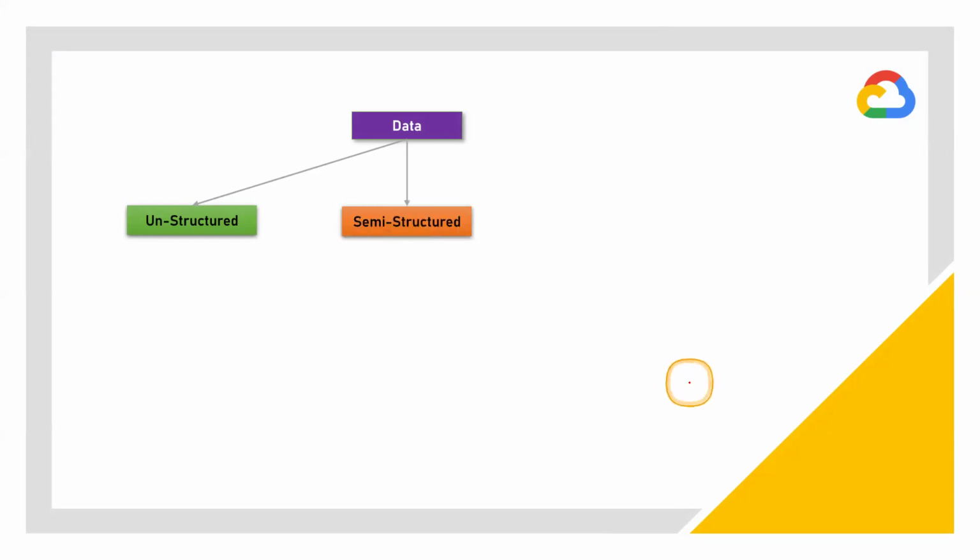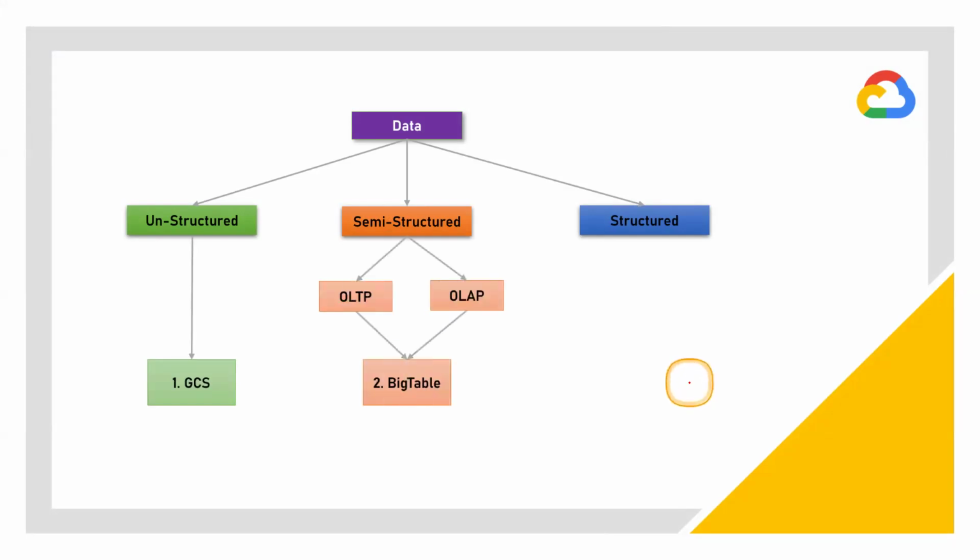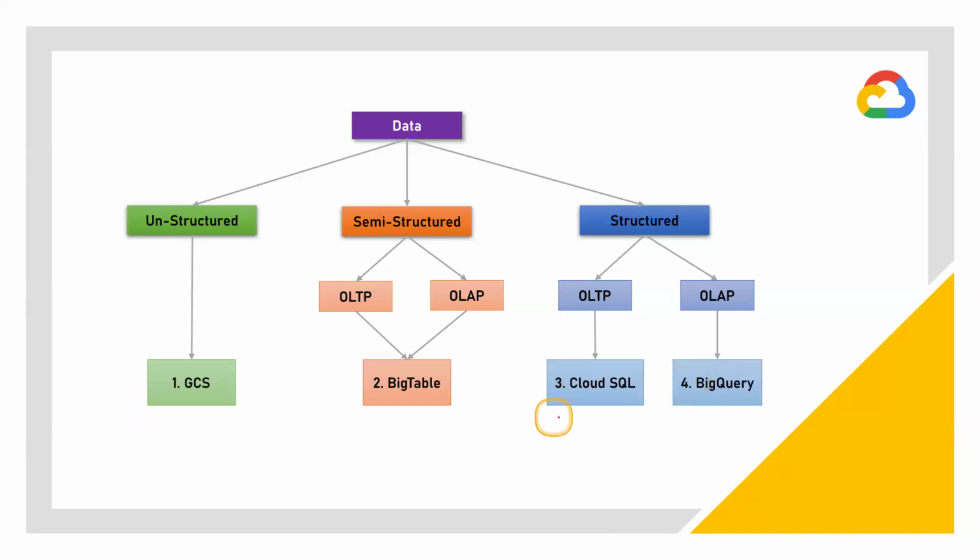I would like to start with the storage and database services. So the data is divided or categorized into unstructured data, semi-structured data, structured data. To work with unstructured data, we are covering the GCS. To work with semi-structured data, we are covering the Bigtable. And for OLTP systems in the structured, we are covering the Cloud SQL. For OLAP, we are covering the BigQuery. So total 4 services we are covering: 1, 2, 3, 4.